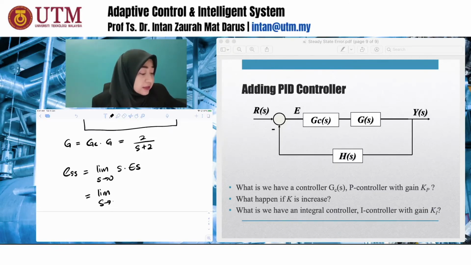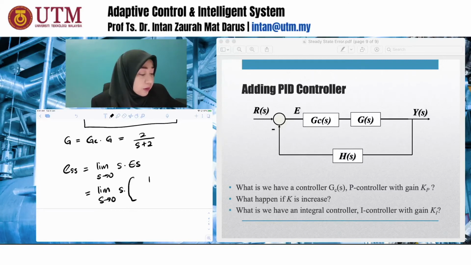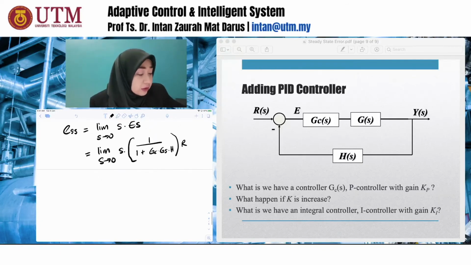So I have this, and I multiply it by my ES, which is again a closed loop system, so the equation will be 1 over 1 plus GHS, where that G is now, instead of just GS, GC multiplied by GS multiplied by H, isn't it? Okay, then that is multiplied with your input R. So let's put all the values into that equation.